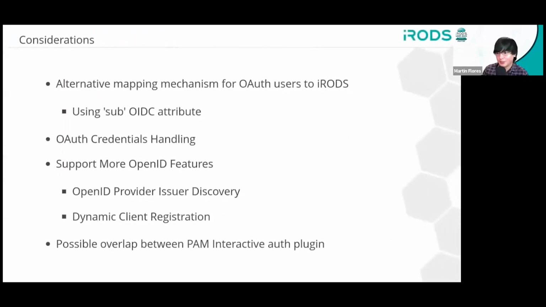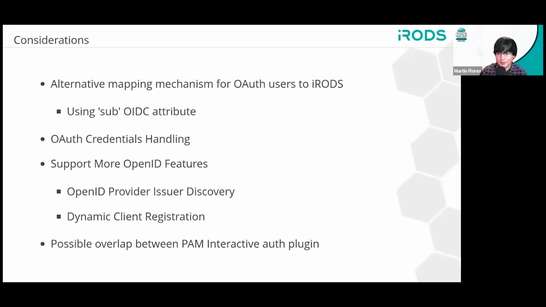So there are several future considerations for the actual implementation of the OAuth. One of these items would be an alternative mapping mechanism for OAuth users to iRODS. One thing that might be of particular interest here is the OpenID Connect attribute sub, or specifically subject ID. This one is effectively a non-changing attribute that lasts for the entire lifetime of the OpenID Connect user. So using that subject ID to then map to an iRODS user might be of interest if we wish to move to an external mapping mechanism.